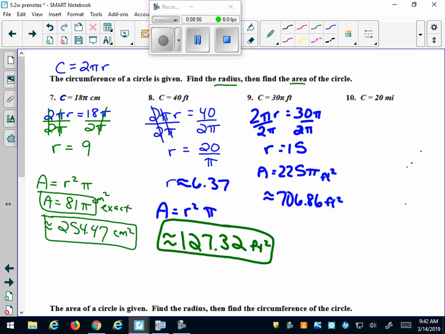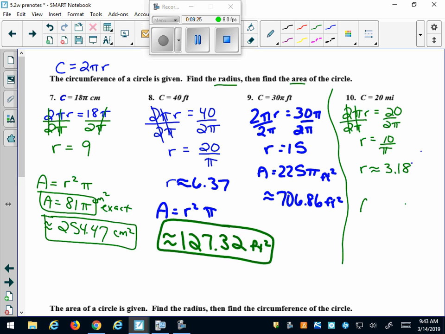Okay, this other one, be careful. I didn't get around to everybody for this one, so check your answer carefully. When we divide by 2 pi, now there's no pi to cancel on the right-hand side. So the radius is just 10 over pi, right? And when we do 10 over pi, it becomes approximately 3.18, I think it was. Okay, and so then the area turns out to be approximately 31.8.